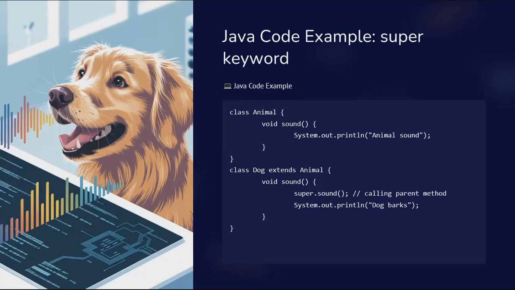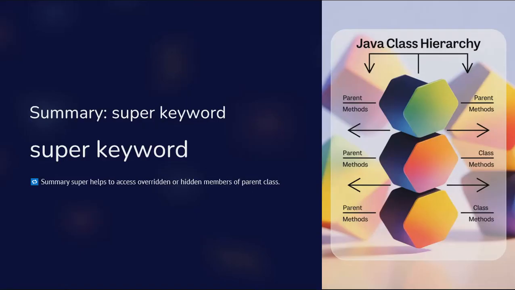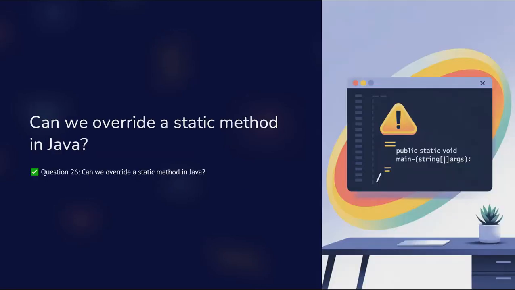See, in animal class we have a sound method. Dog extends animal class, we also have a sound method. But in dog class, sound method, see super dot sound. So it will call the sound method of your animal class. So from your derived class to your immediate base class, you can use super keyword. So super helps to access overridden or hidden members of your parent class.